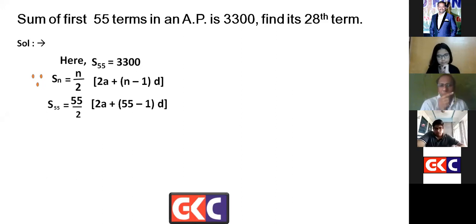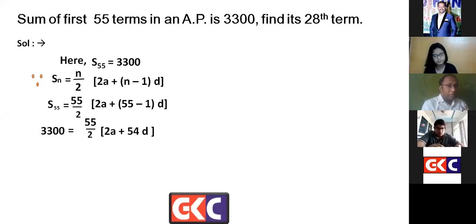Now 55 upon 2 I can't solve. The value of S55 is known to me, so I can substitute that value as 3300. As I told you, 55 by 2 I can solve, but the answer will come in decimal, and I'd prefer not to get it in decimal. So I'll keep that as it is, 55 upon 2. Now 55 minus 1 is solvable, so that becomes 54d. So inside the bracket you got 2a plus 54d.